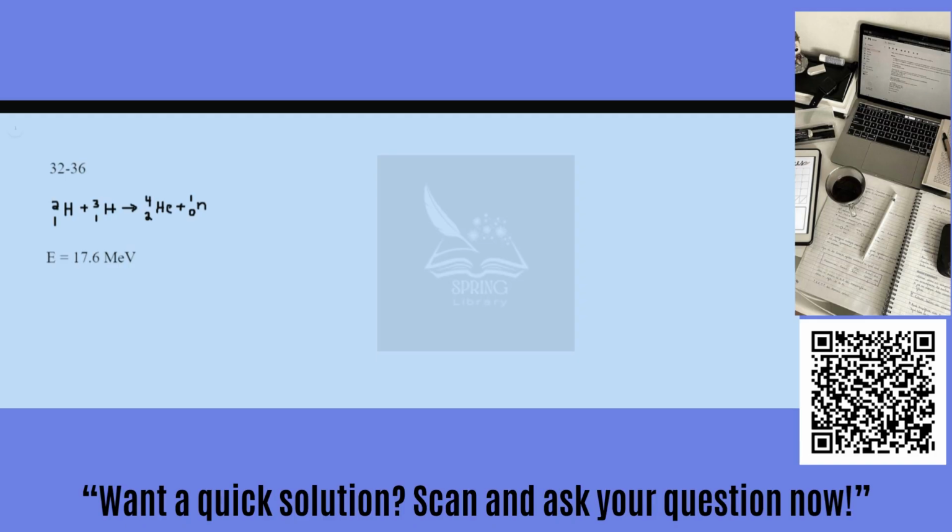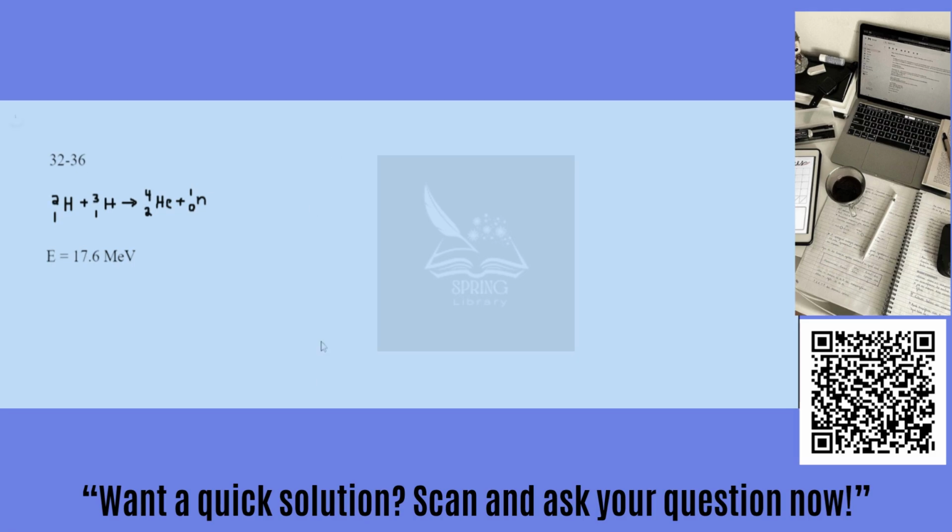Question 36 states that in example 6 in our textbook, I'll recommend going through that before going through this question, but it states that it was determined that 17.6 MeV of energy is released when the following fusion reaction occurs, which I've written here. If we ignore relativistic effects, determine the kinetic energies of the neutron and the alpha particle.